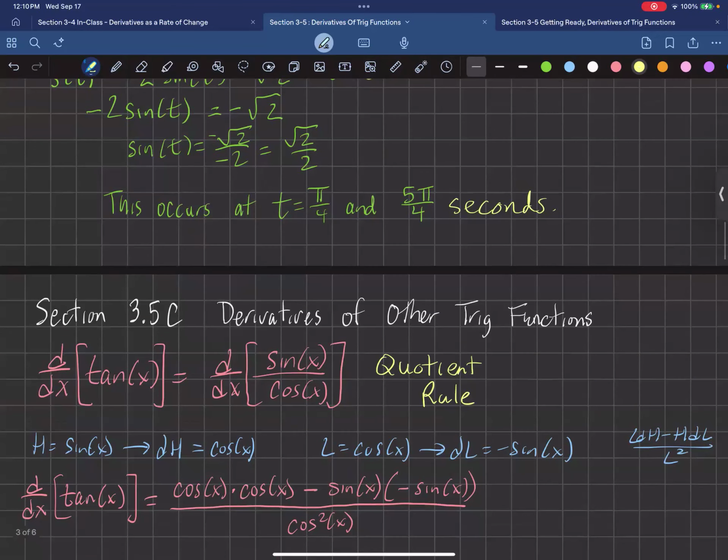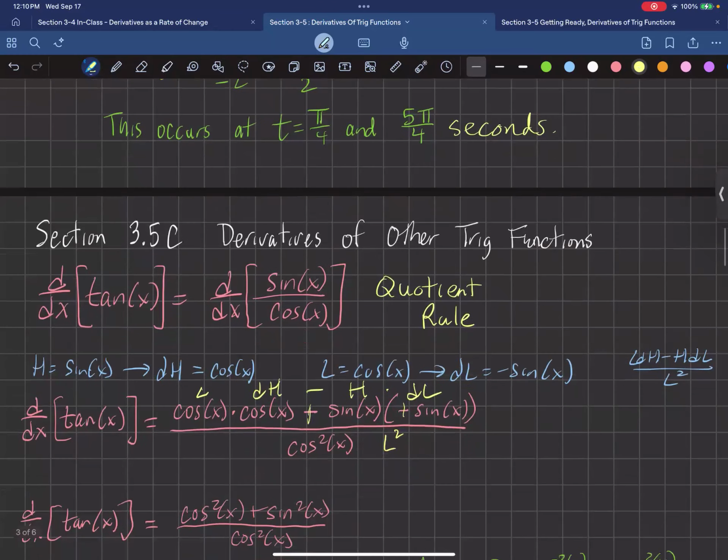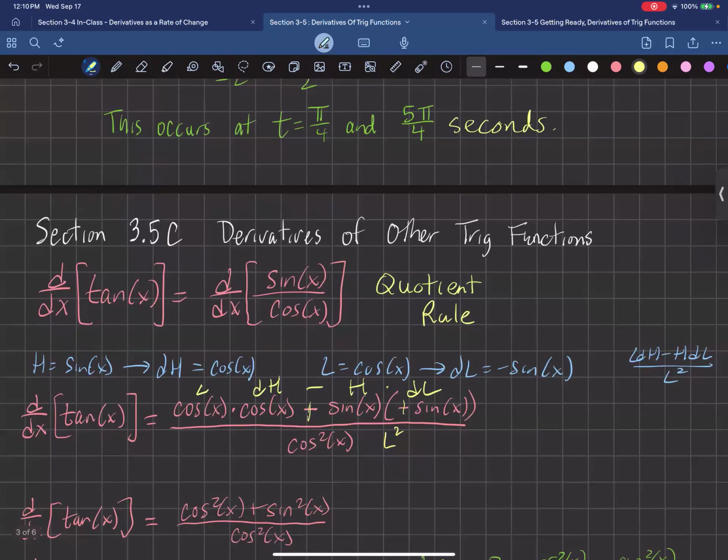And so we start filling stuff in. We have cosine x, this is low, times the derivative of high, minus high, times the derivative of low, and down here we have low squared. So you'll see the two negatives will cancel each other out. We'll have a positive there. Cosine x times cosine x is cosine squared, and sine times sine is sine squared.